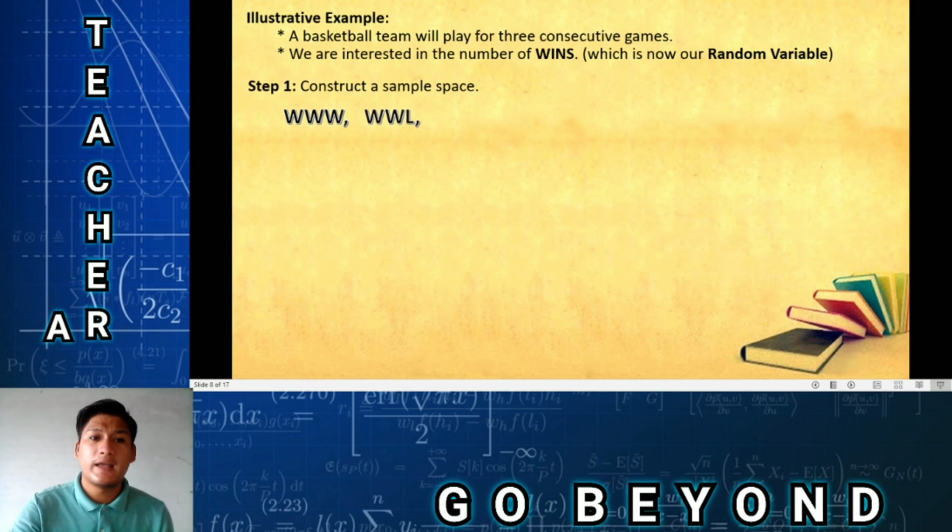Another result, it could be in the first game, the team wins. The second game, the team also wins. And the third game, the team loses. That's possible, right? And that's one of the results of playing 3 games. Another, it could be the first game, the team wins. The second game, the team loses. And the third game wins. And so on and so forth. Win, lose, lose.